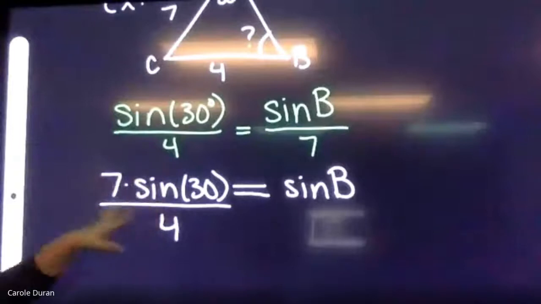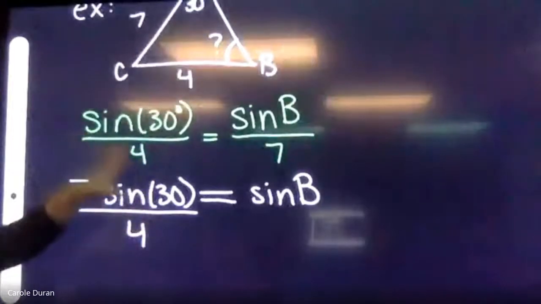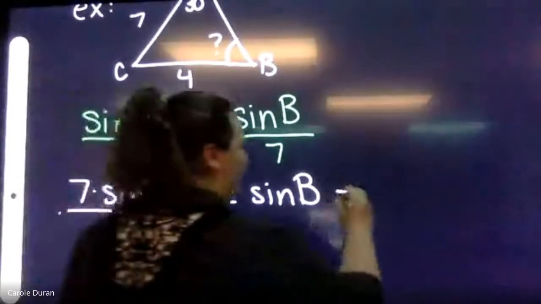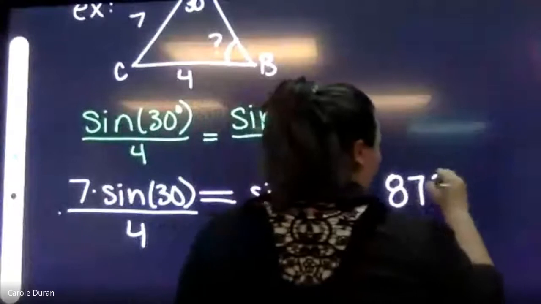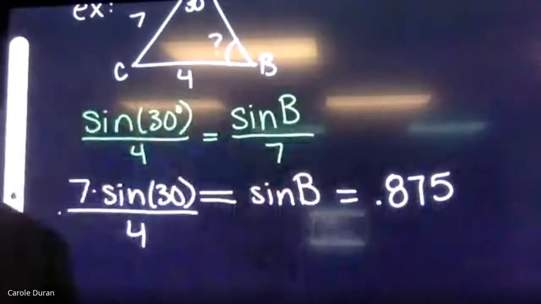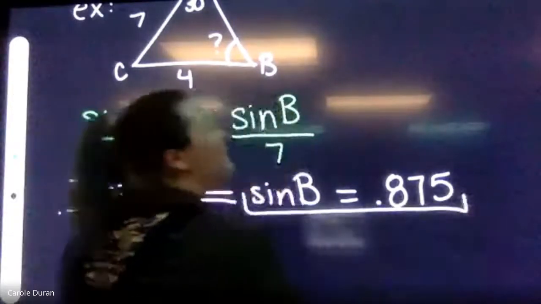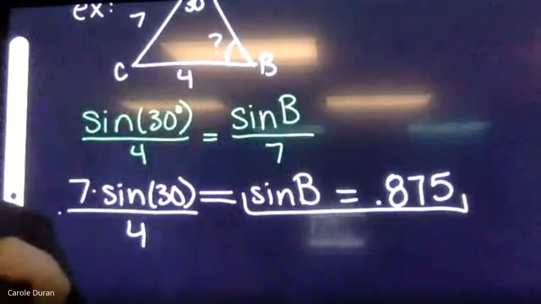I need to figure out what this equals before I can finish solving for B. You do get 0.875. Good teamwork, but we're not done, because that 0.875 means nothing to me. You gotta do the inverse. I do have to do the inverse because I'm trying to get the B by itself.